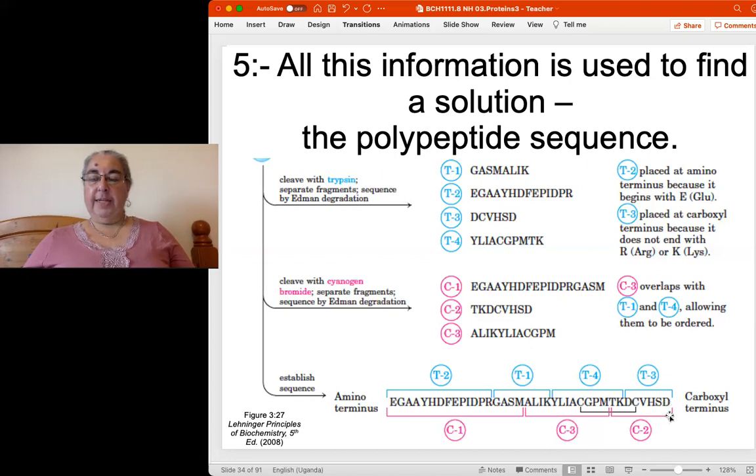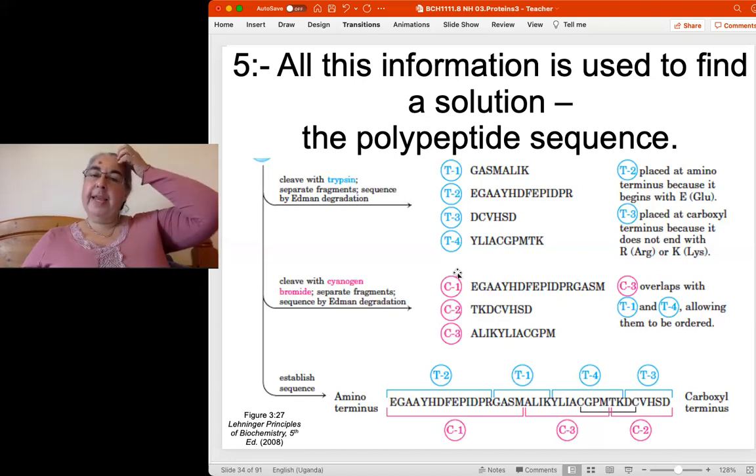the aspartic acid, that finishes the fragments in both cases. Okay, so that's how you solve the puzzle, if you like. That's how you assemble the fragments and put them back together.